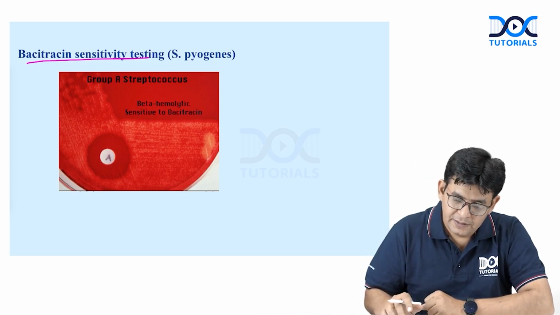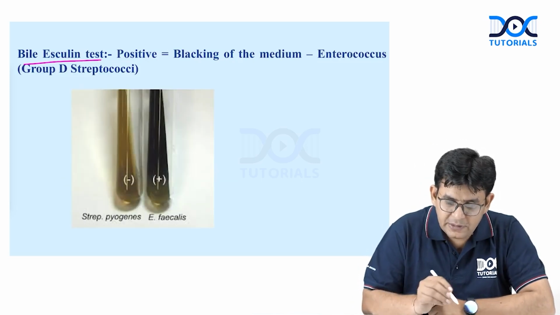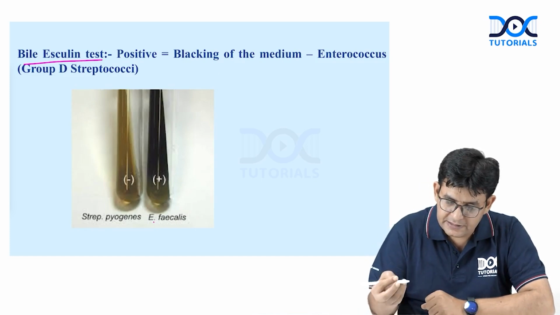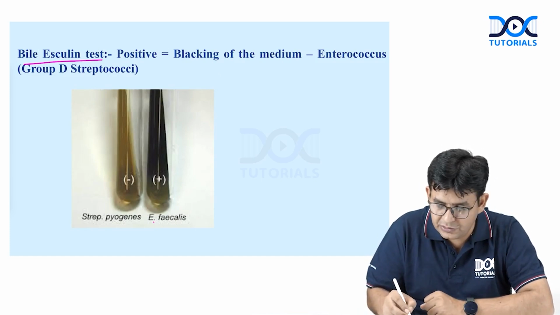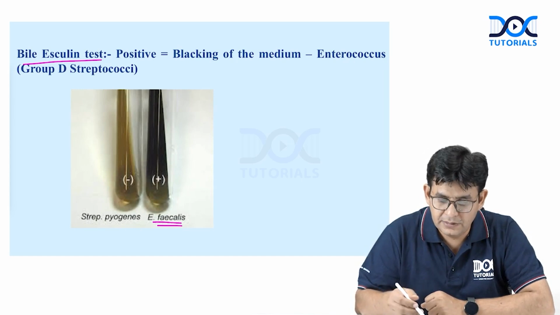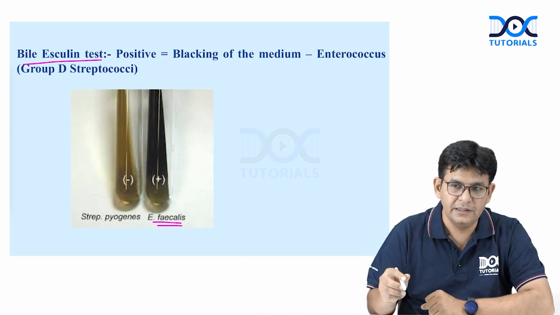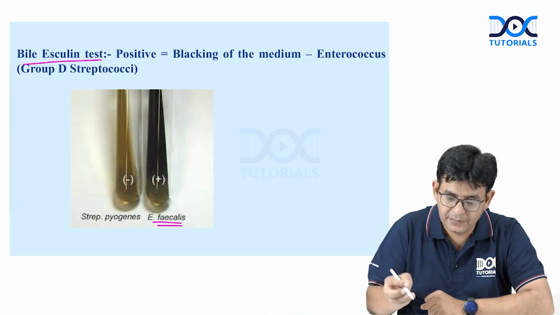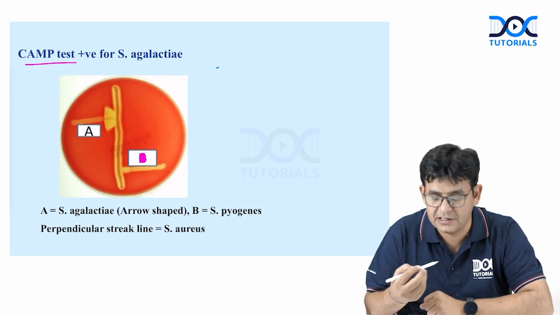Got my point? Now, regarding the bile esculin test, this is the bile esculin test. Pyogenes gives it negative and the other changes to the positive one. And I've already told you the black colored colonies come in this particular bile esculin agar or test. CAMP test, which we have discussed also.